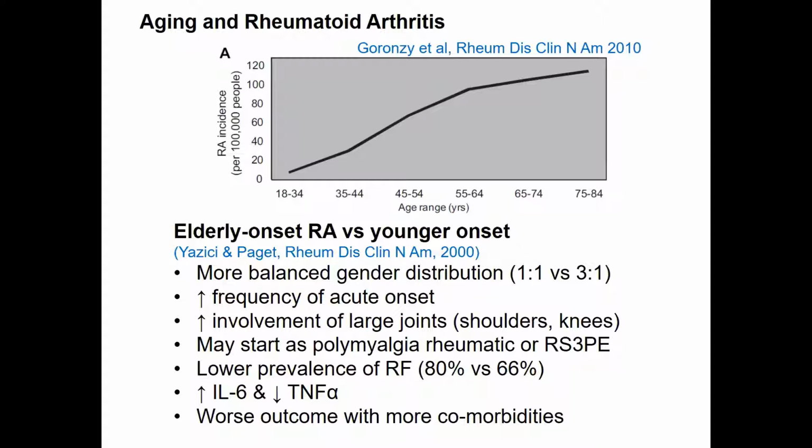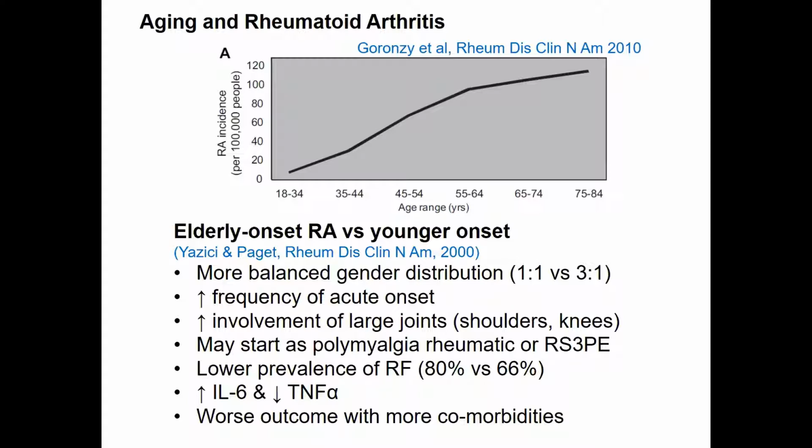In older adults, there's a lower prevalence of a positive rheumatoid factor. So in younger adults, around 80% of people with RA have a positive rheumatoid factor. The other 20% are sometimes called seronegative. In older adults, it's closer to 66% have a positive rheumatoid factor. I don't have data on the CCP, the citrullinated cyclic peptide. If you've heard of the anti-CCP, it's another antibody that's seen more commonly in rheumatoid arthritis. And I don't know if that's the same difference between the age groups.